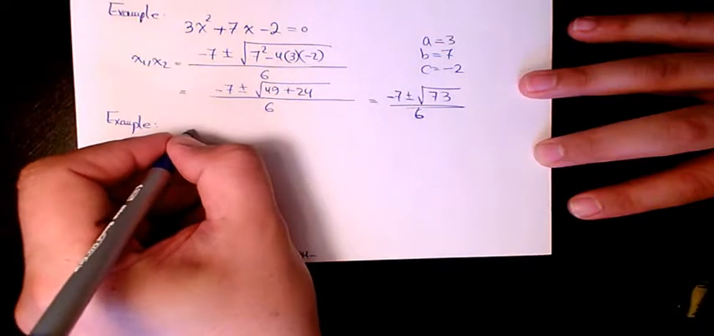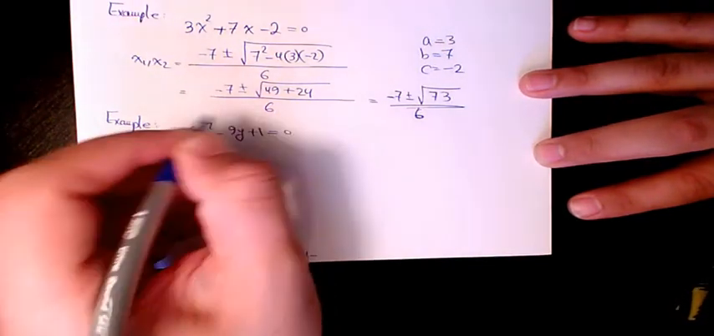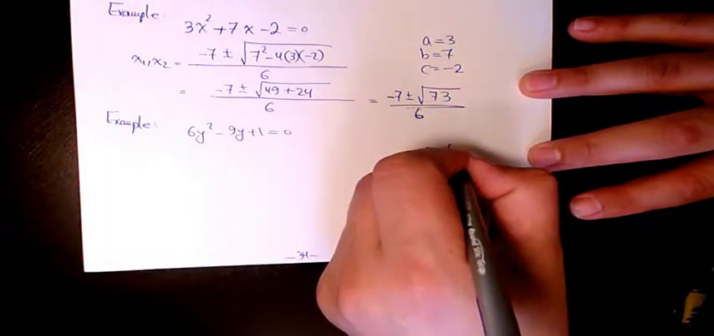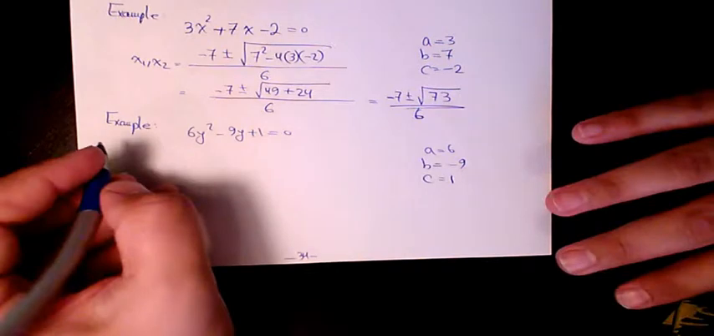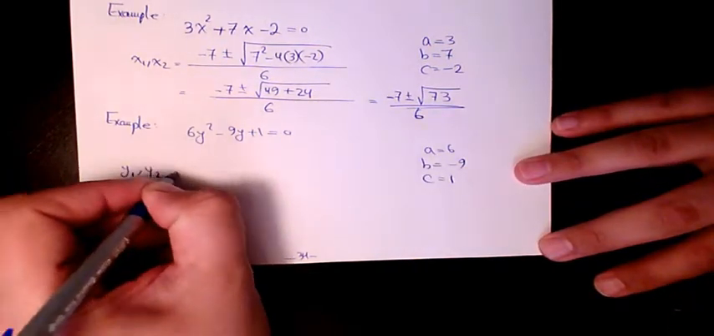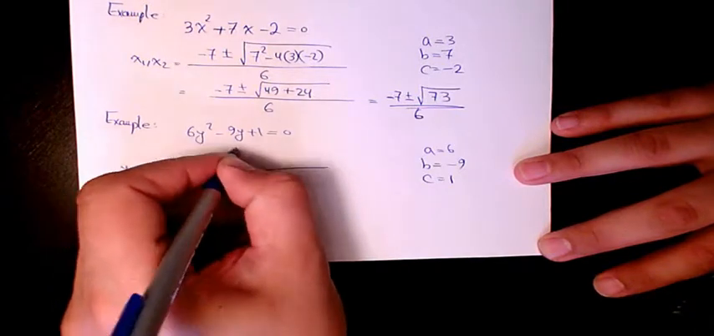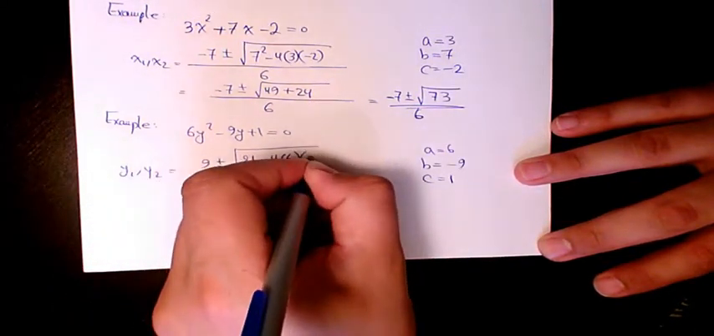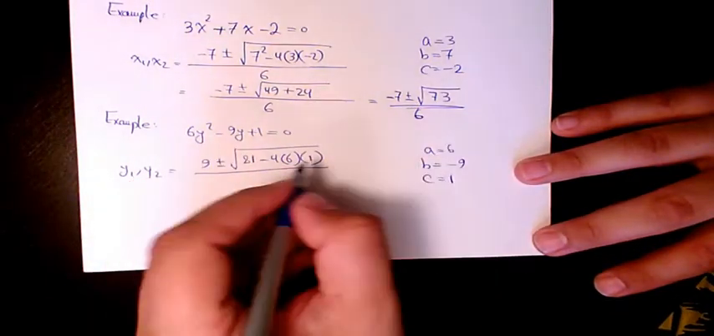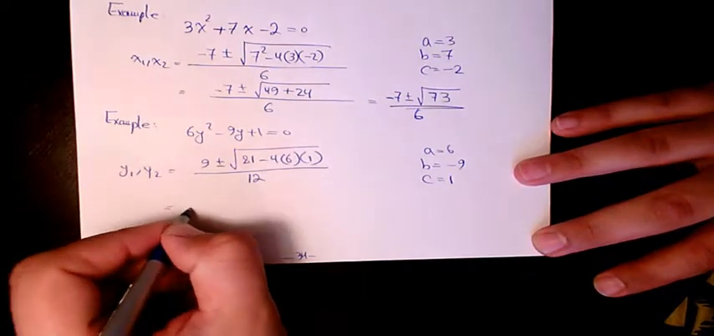I have 6y squared minus 6y plus 1 equals 0. A is 6, b is negative 9, c is 1. So we have y1 and y2. Negative b, which is 9, plus minus the square root of b squared, 81, minus 4 times 6 times 1, divided by 2a, 2 times a, which is 2 times 6, and that's 12.